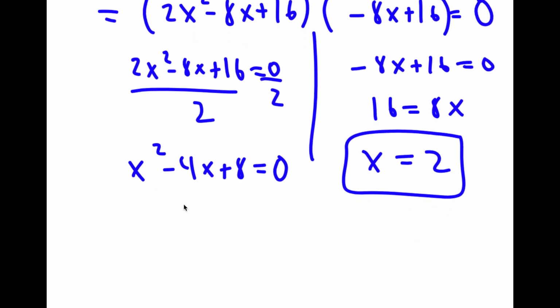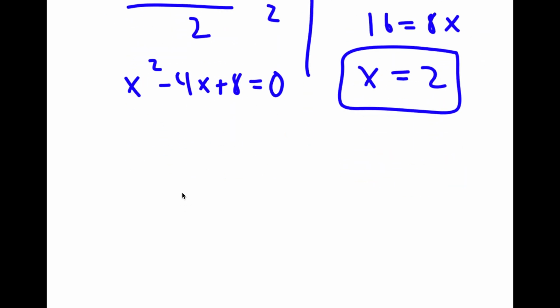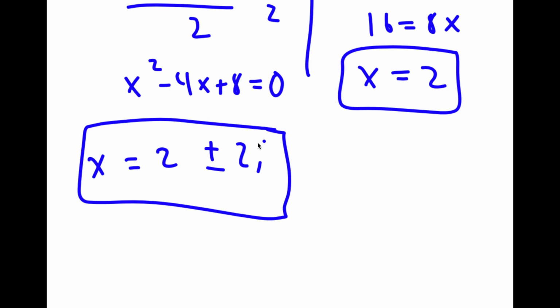So now to find the value of this equation, I have to use the quadratic formula, which I'm not going to waste your guys' time by doing, but if you end up solving it, you get x is equal to 2 plus or minus 2i. So that's two more solutions. So these are my three solutions to this problem.